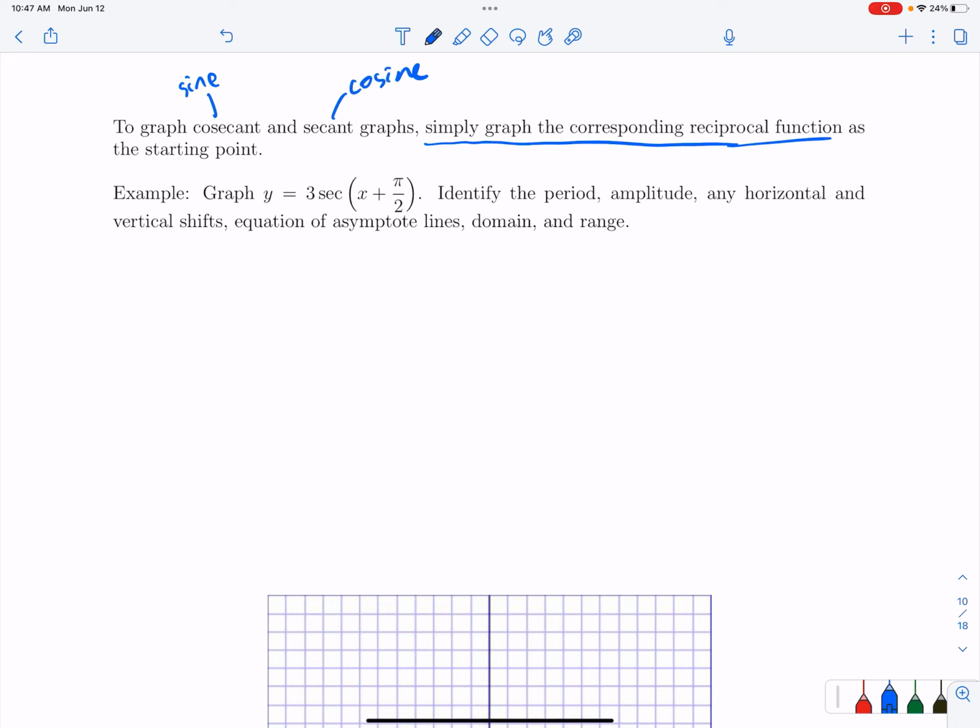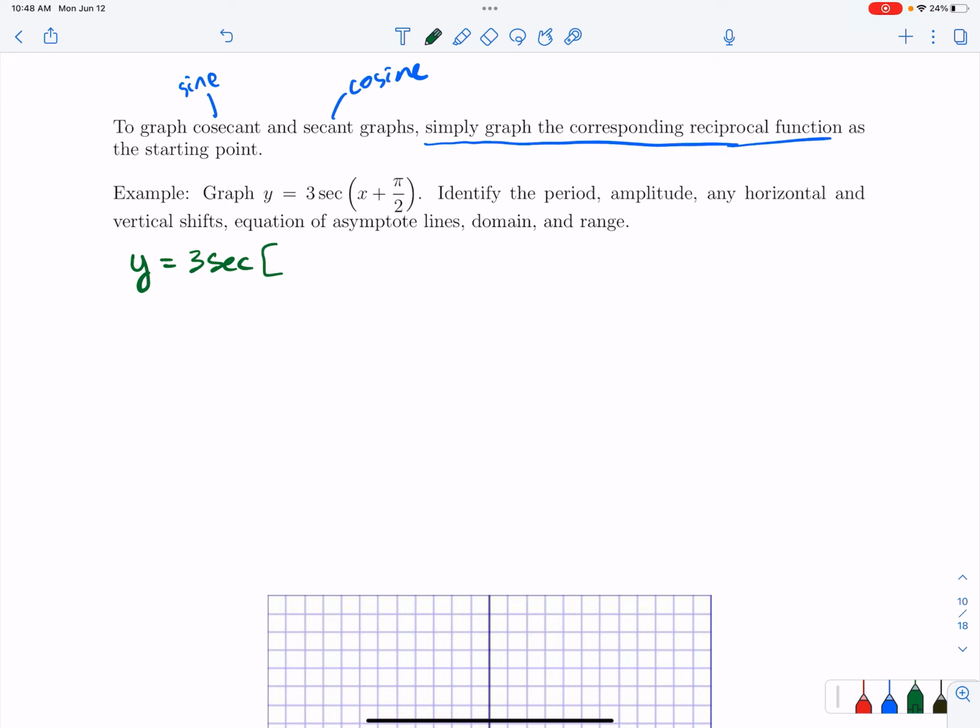All right, so our first equation says graph y equals 3 secant of x plus pi over 2. Find the period, amplitude, any horizontal and vertical shifts, the equation of the asymptote lines, and then the domain and range. Now, taking that initial equation, I'm going to write it into the standard form.